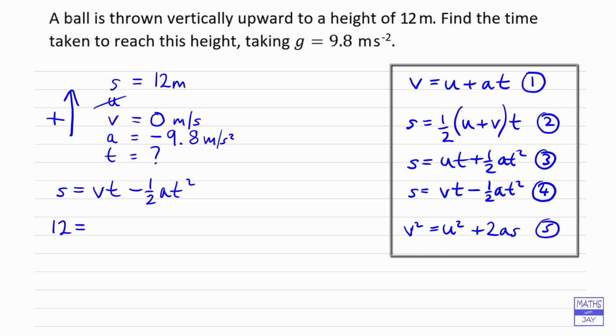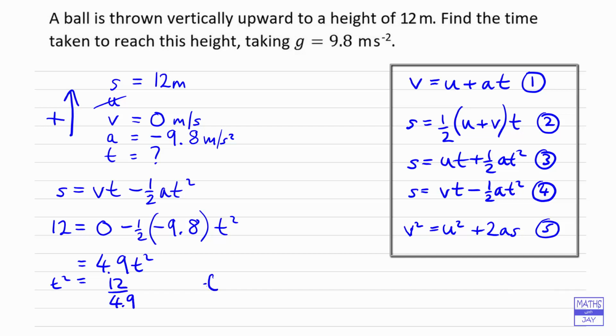our numbers, we've got 12 is equal to 0 times t, so that's 0, minus a half times minus 9.8 times t squared. So be careful with your negatives there. Negative times the negative is a positive. So we've got that 12 is equal to 4.9 t squared. So t squared is 12 divided by 4.9. And square rooting both sides, we've got t is the square root of 12 over 4.9.